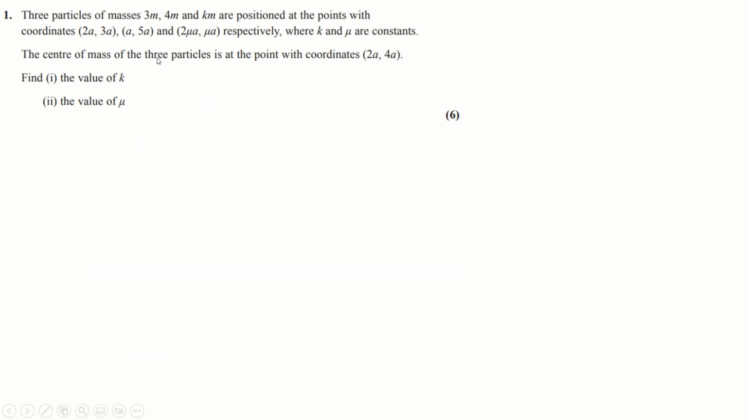So we're going to have just a basic formula here, which is just the distance to the center of mass. We'll work with the x coordinate first. The distance to the center of mass from the origin is 2a, times the total mass, which is 3m plus 4m plus km, equals, and then this is a bit like taking moments. The first mass we can imagine is 2a away and weighs 3m. So it's that, plus this times this, plus, lastly, this times this.